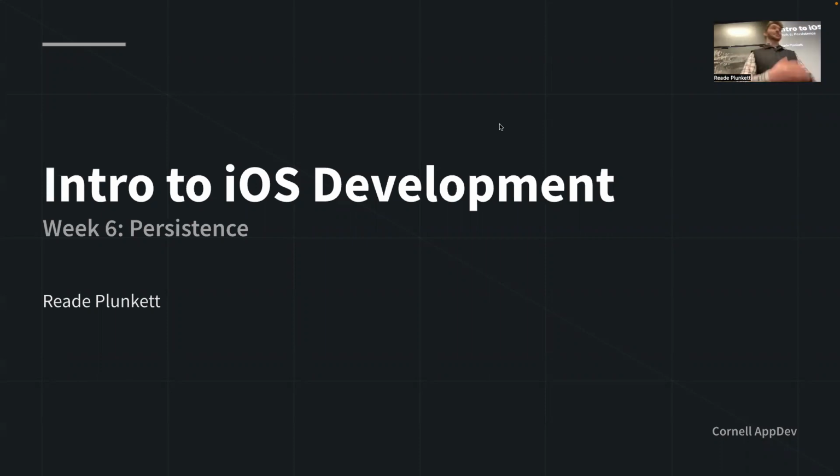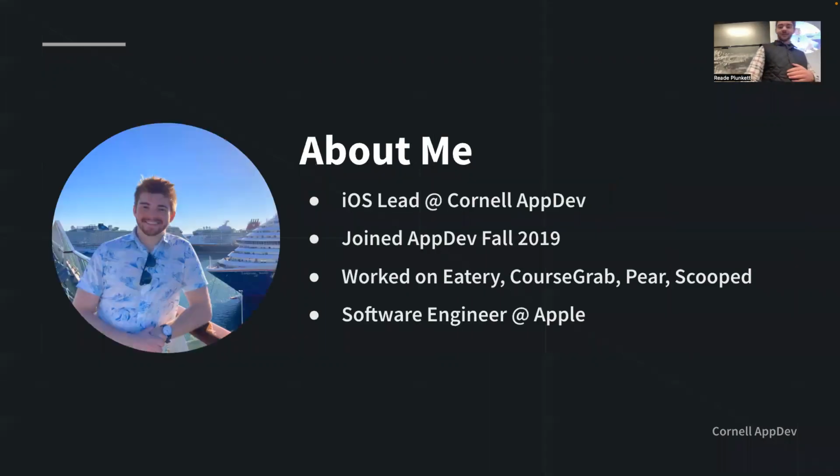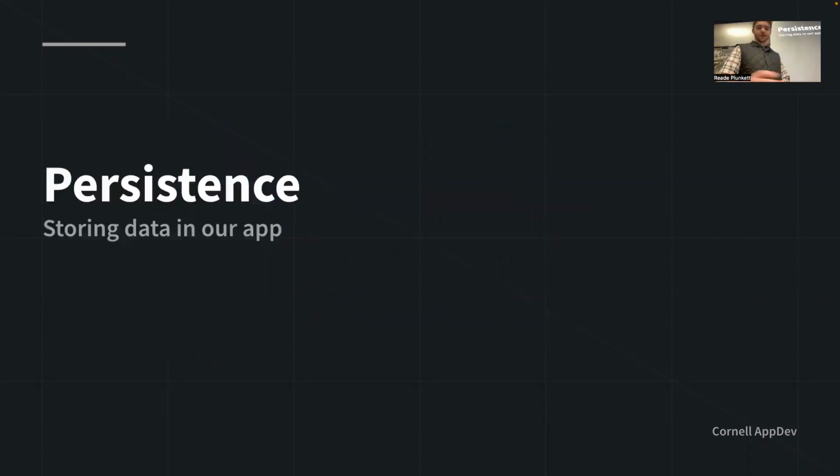Today we're going to be talking about persistence. To give you a little introduction about myself, my name is Reed. I am the iOS lead here at Cornell App Dev. I joined Cornell App Dev in fall of 2019. Some of the apps I worked on include Eatery, Course Grab, Pair, and Scooped. I've also worked at Apple building apps, so if you have any questions about building apps in the industry, feel free to come up to me after lecture. But yeah, let's jump right on in.